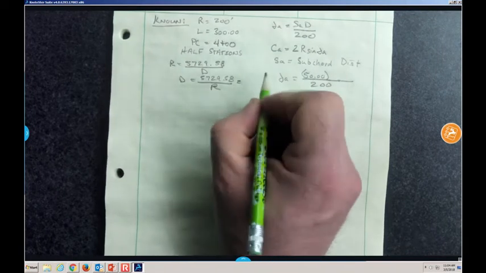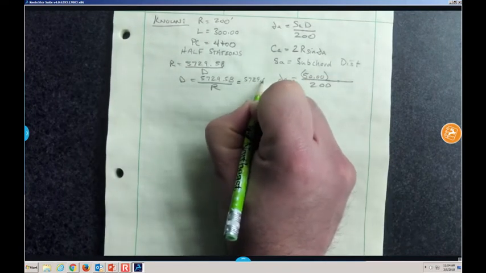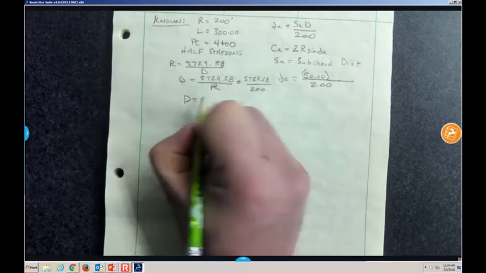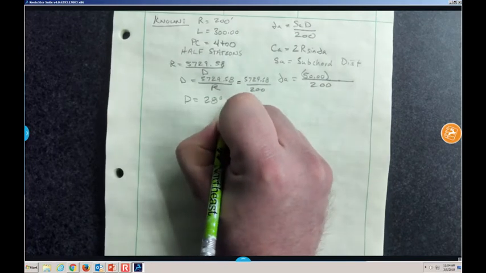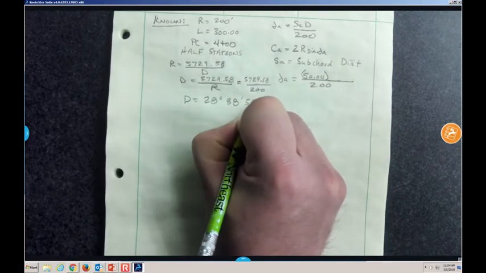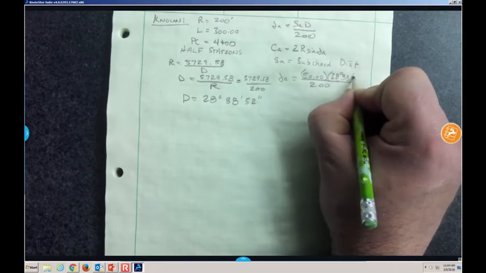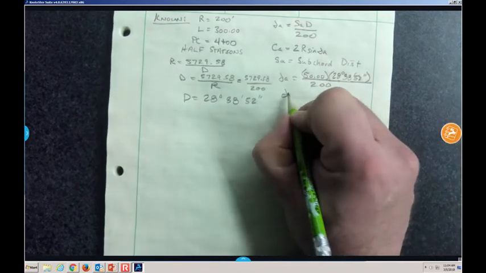So what's our degree of curve there then? 28 degrees, 38 minutes, 52 seconds. So D is equal to 28 degrees, 38 minutes, 52 seconds. Okay, so we can pop that in here. 28 degrees, 38 minutes, 52 seconds. Okay, so alpha A is what?